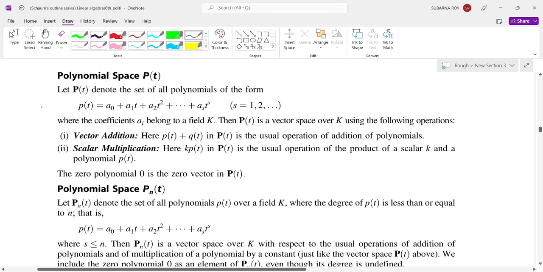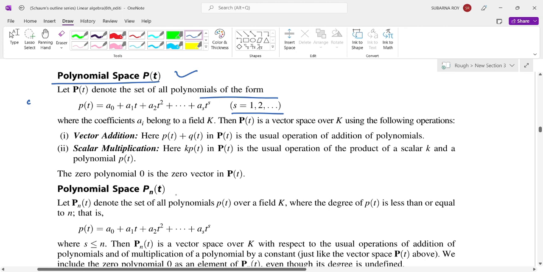And after that, Pn. This polynomial space P(t) denotes the set of all polynomials of the form p(t) equal to a0 plus a1 t plus a2 t squared plus dot dot as t to the s, where s is the degree of the polynomial, where s is not defined here. It can be less than or equal to n or greater than or equal to n. So this will be a vector space.